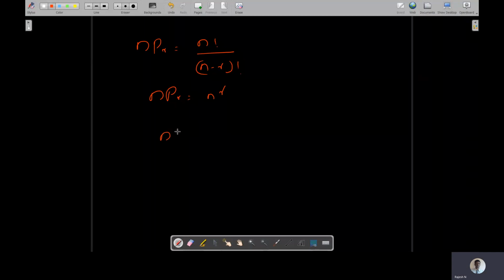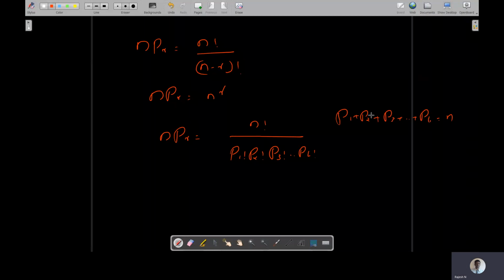Now, in some cases some items are alike or not distinct, then we can say nPr is equal to what? n factorial by p1 factorial into p2 factorial into p3 factorial into etc. pk factorial, where p1 plus p2 plus p3 plus etc. pk is equal to n. This is about nPr. So for nPr there are three formulas.